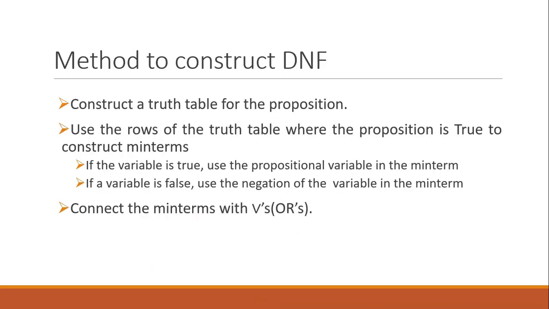How to construct a DNF? First, we will construct the truth table for the proposition. Then we will identify the rows where the proposition is true to construct min terms. If the corresponding variable is true in that row, then we will use the propositional variable in the min term. And if the corresponding variable is false, then we will use the negation of the variable in the min term. At last, we will connect the min terms by using OR.